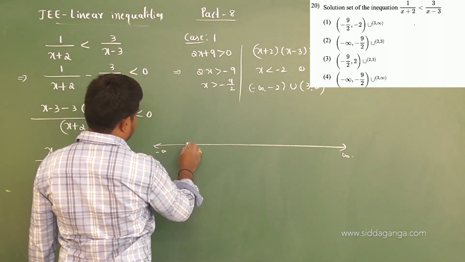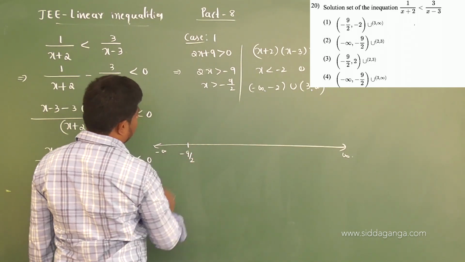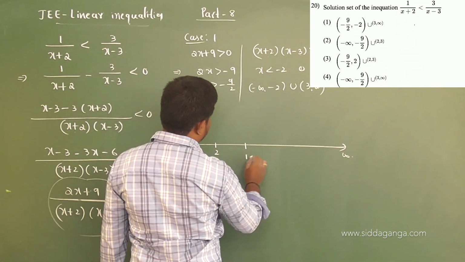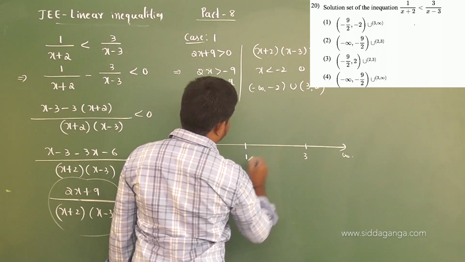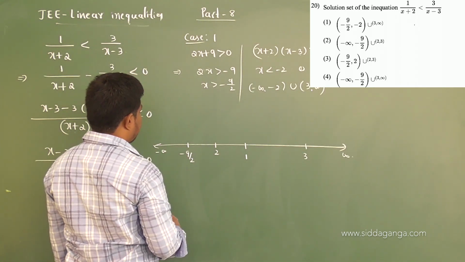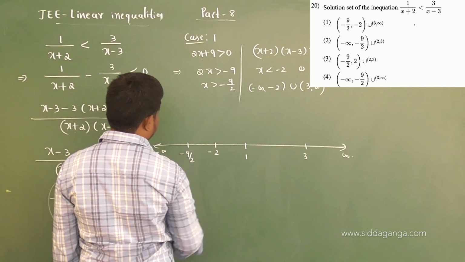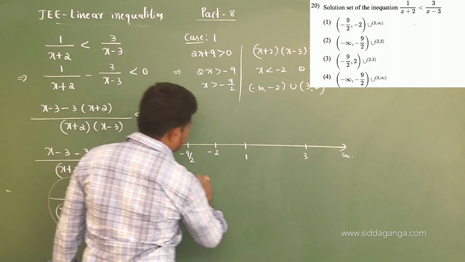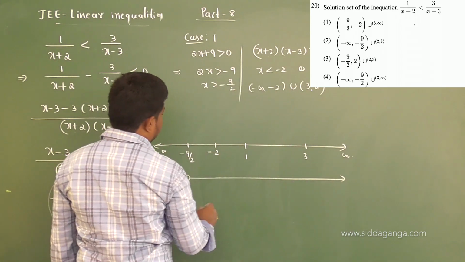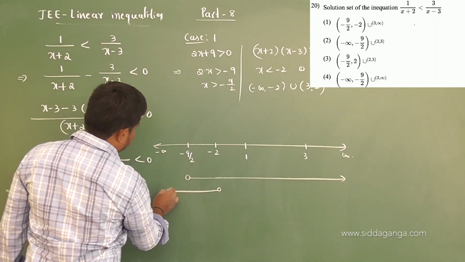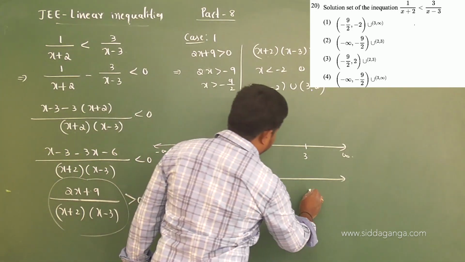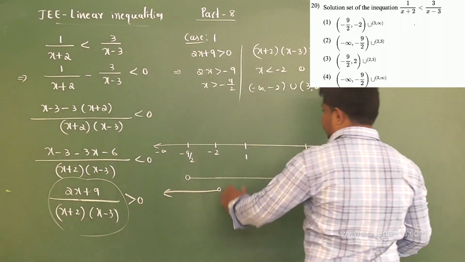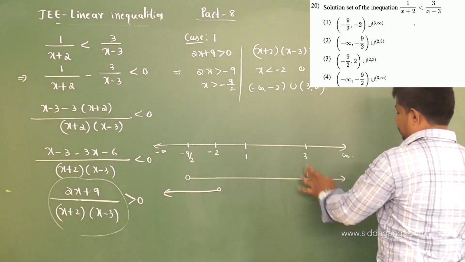So, minus 9 by 2 means minus 4.5 around you get here. This is minus 2, assume. This is 1, assume. This is 3, assume. So now x is greater than minus 9 by 2, you mean towards plus infinity, and this is minus infinity to minus 2, this is 3 to infinity. Okay, you can get the common values from minus 9 by 2 to minus 2 union 3 to plus infinity.